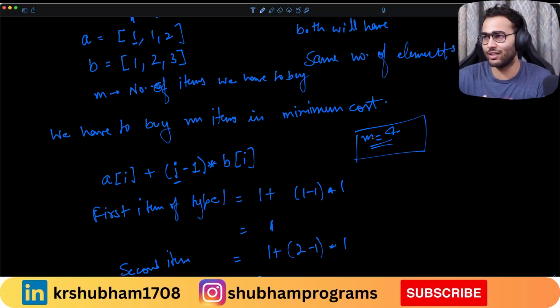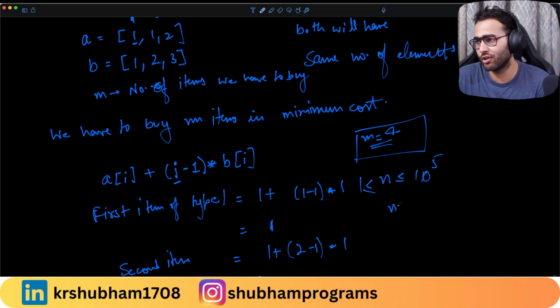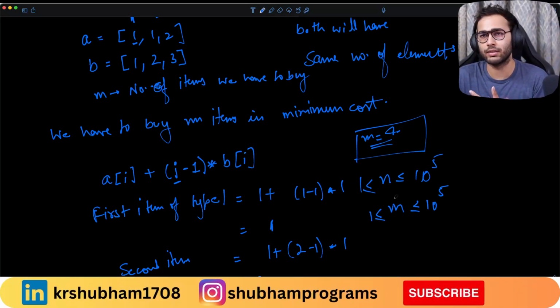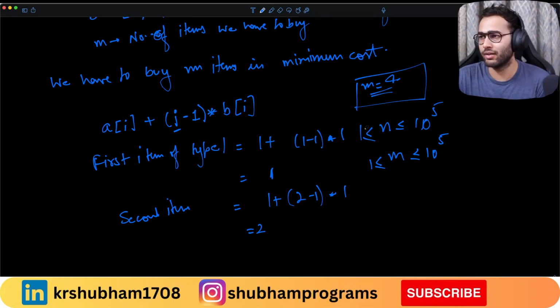You are free to hit pause. Just before hitting the pause, if you want to go over the constraints, n is up to 10 power 5. m can also be up to 10 power 5. Okay, so this is the constraint that we have. Okay, and we have to solve the problem.